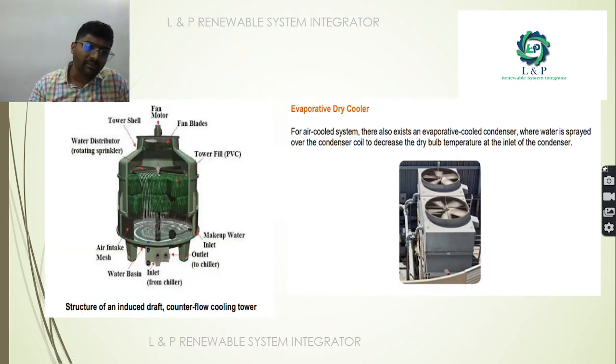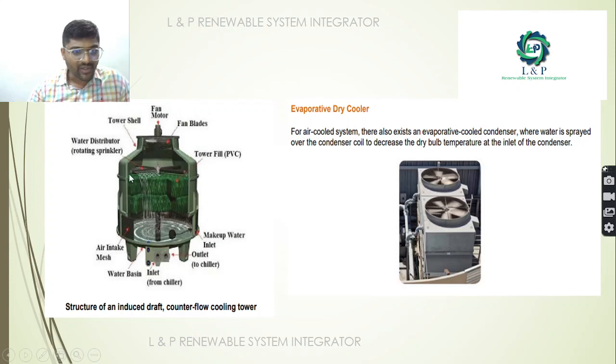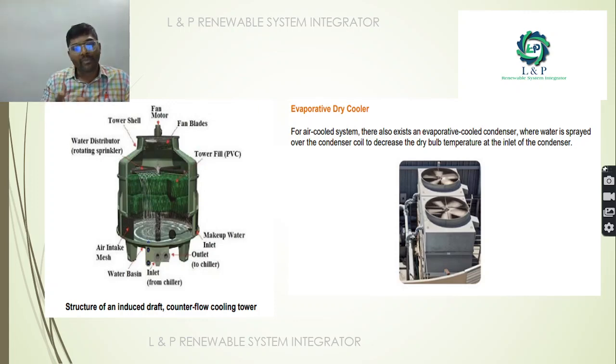So when we get in depth into the cooling tower, as you can see here, we have a fan motor, we have fan blades. As you can see here, we have rotating sprinklers inside it. Through those rotating sprinklers we spray the water inside it. We have a makeup inlet to collect the water, and we have an outlet to take the cooled-down water to the chillers.